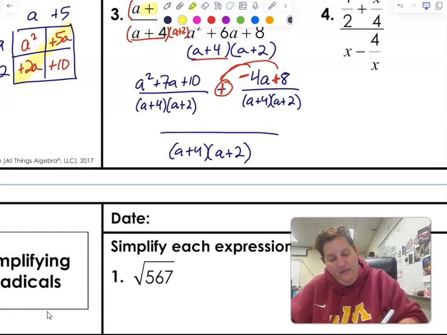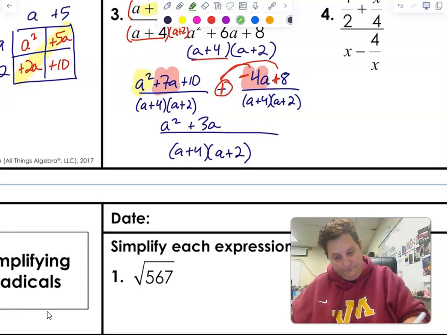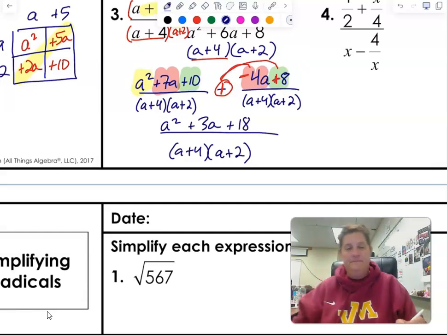Okay, then for my final step, I'm going to combine like terms. First I'm going to combine the a squared. There's nothing for that to combine with. Next I'm going to combine 7a minus 4a. That's going to give me 3a. And then last I'm going to combine positive 10 and positive 8, which gives me positive 18.